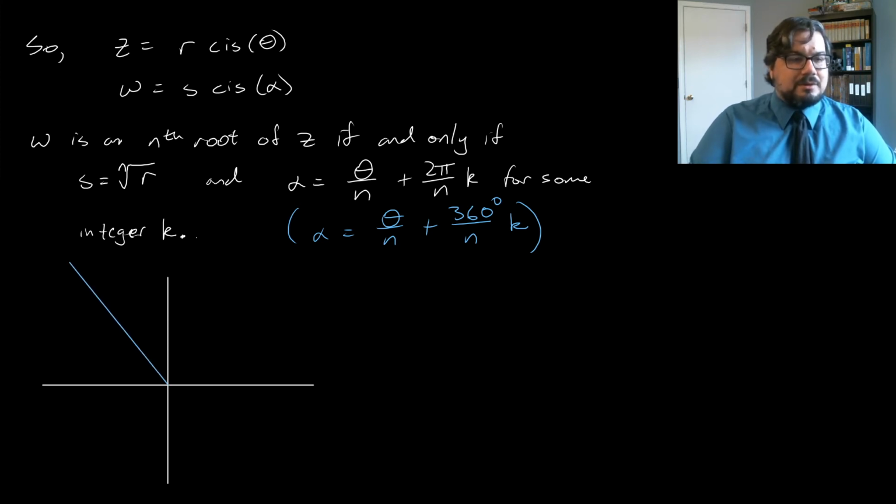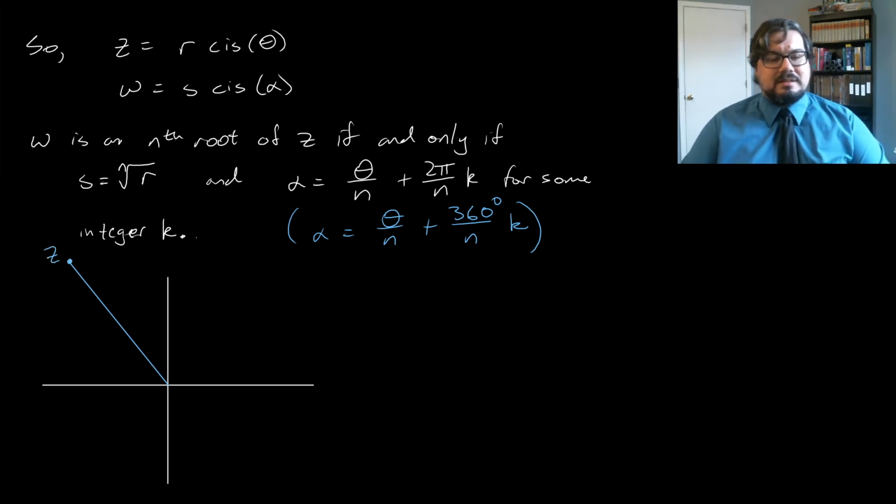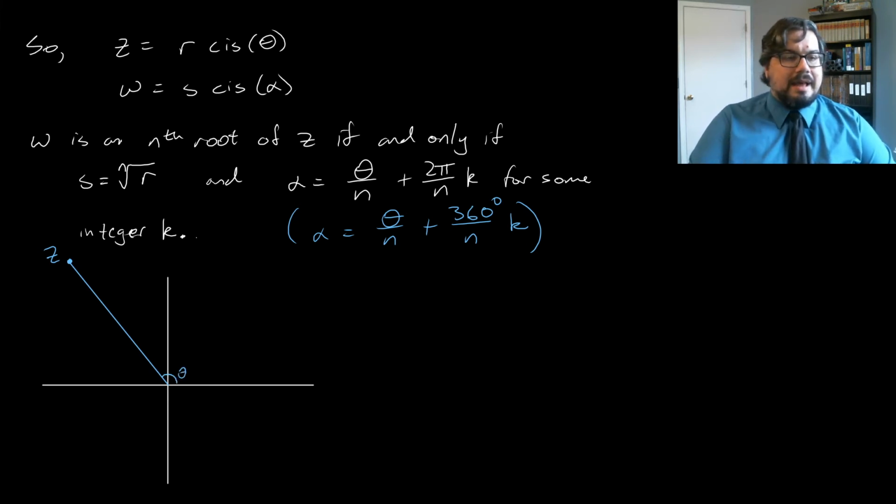So let's suppose that our number z sits right here. So we've got our angle theta here. And for this example, let's say that n is equal to 3. So n is equal to 3. So let's say we've got r here.